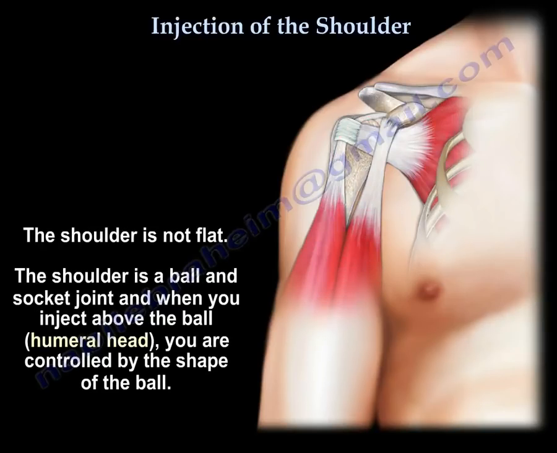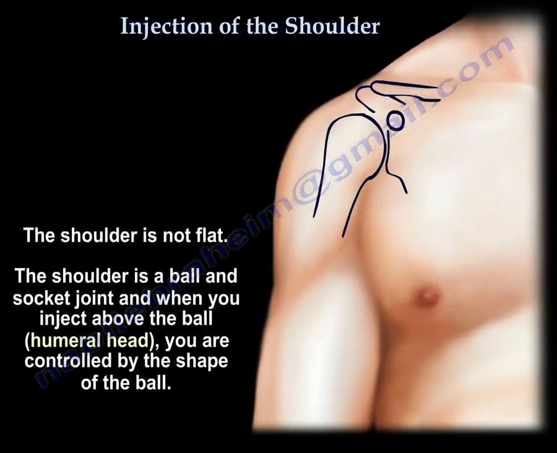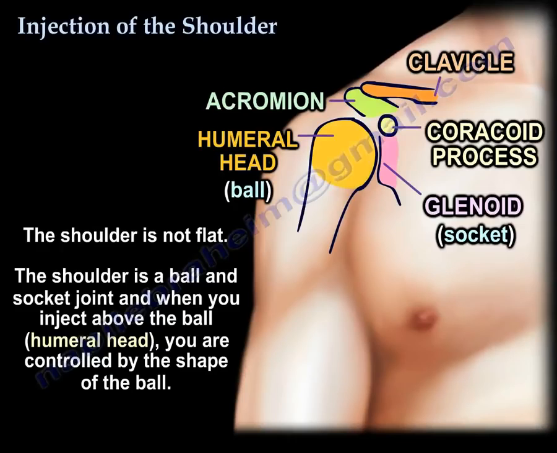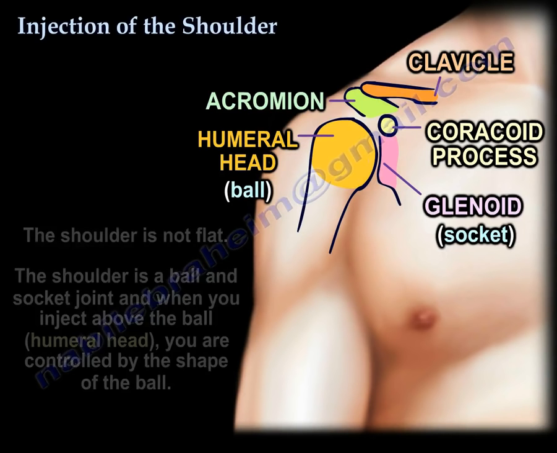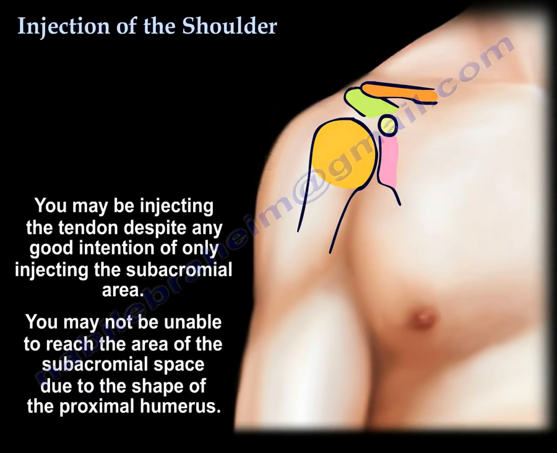The shoulder is not flat. The shoulder is a ball and socket, and when you inject above the ball, you are controlled by the shape of the ball. Therefore, you may be injecting the tendon despite your good intention of injecting the subacromial area, which you probably cannot reach because of the shape of the proximal humerus.